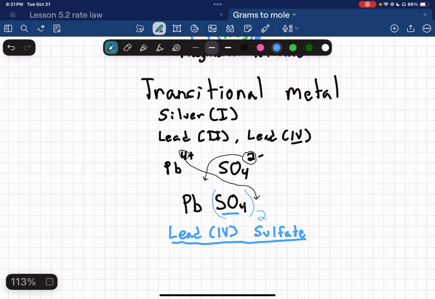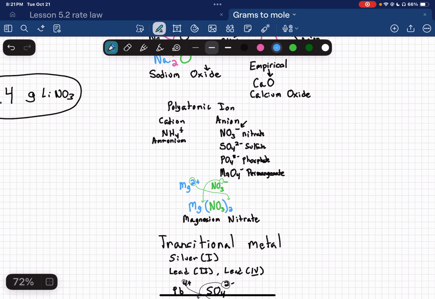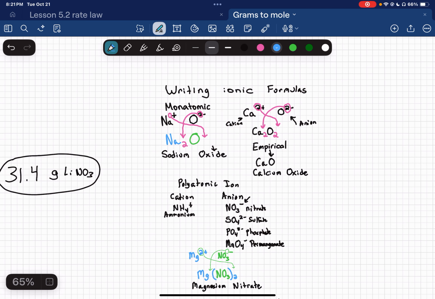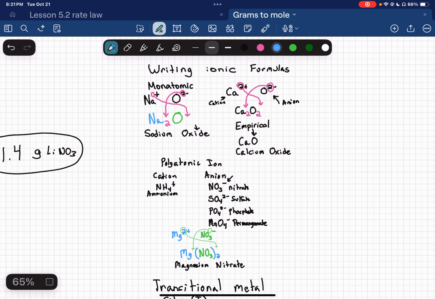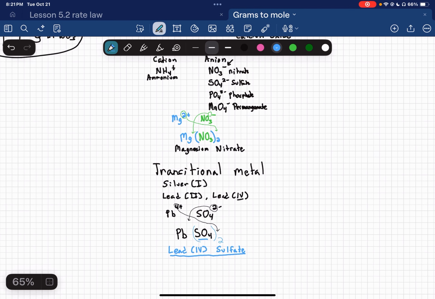All right, ladies and gentlemen, I hope that helps. That was 3 different types of ions that you can form and how to write the formulas, starting with monoatomic, polyatomic, and finally transition metals.